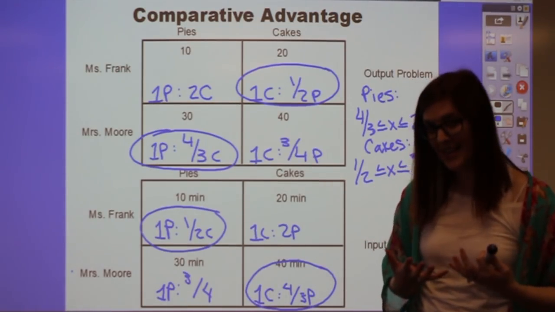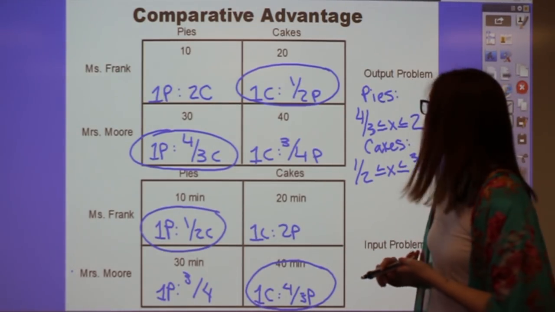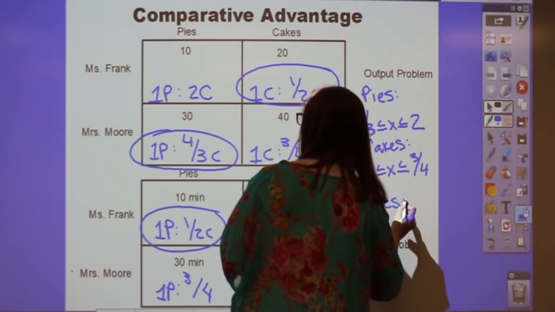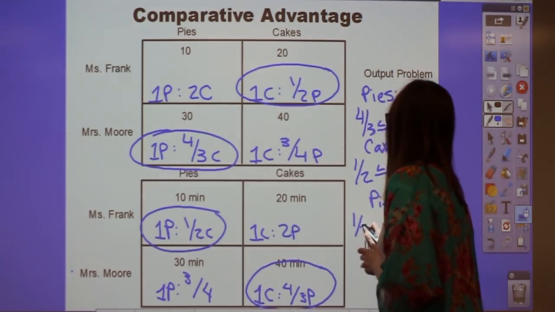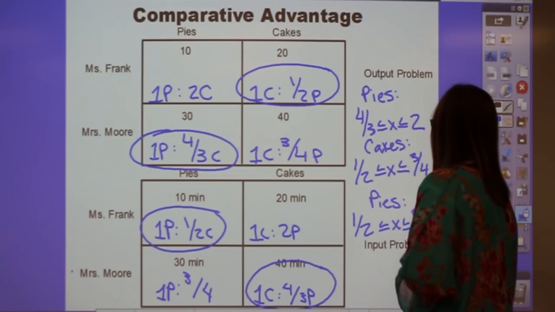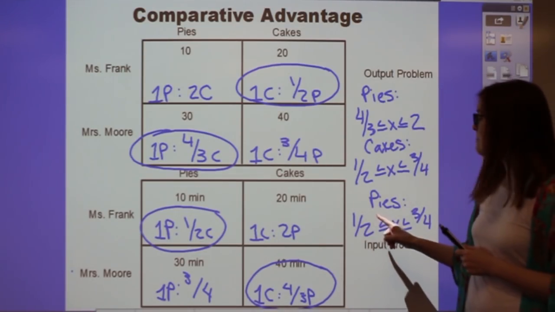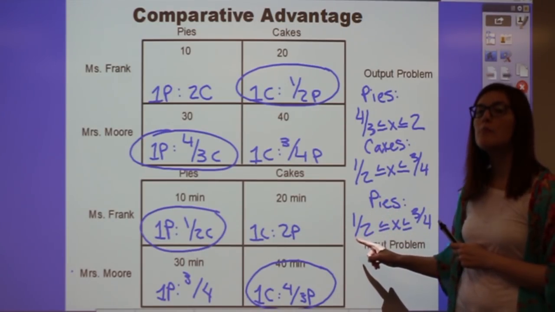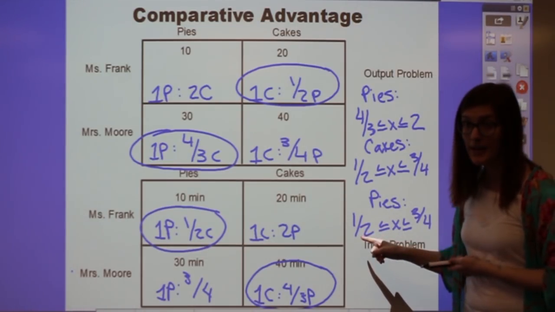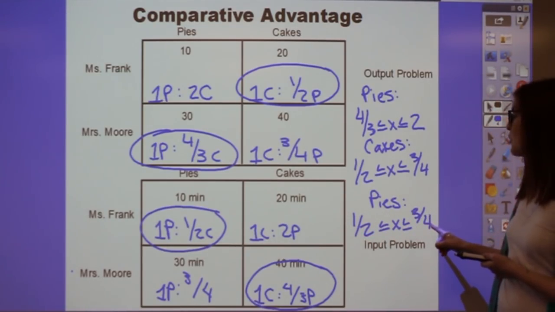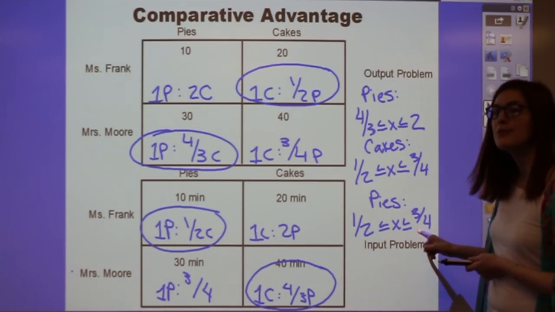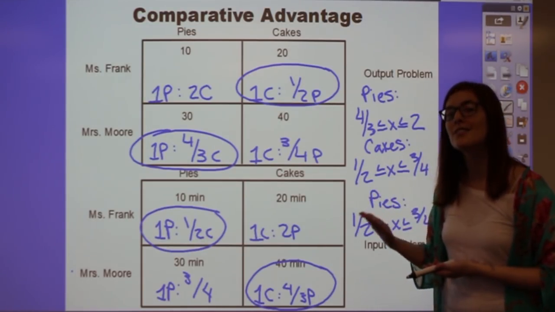And the terms of trade is the exact same as well. So for pies, Mrs. Moore and I will still trade as long as the terms of trade are between 1/2 and 3/4. But now, since I am the seller of pies, the 1/2 is my minimum price I am willing to sell pies for. Any price higher, I'm making a profit, I'm happy, but any price lower, I'd be losing money. And the 3/4 is Mrs. Moore's maximum price she's willing to pay for pies, because any price higher than 3/4, it'd be cheaper for her to just make it herself.